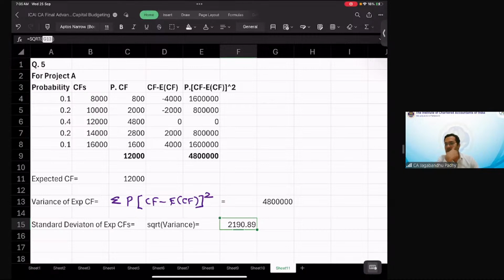Can the standard deviation be in percentage form? No, Sumit. In this case, since we are calculating the standard deviation of expected cash flows, standard deviation is also going to be in rupee terms.